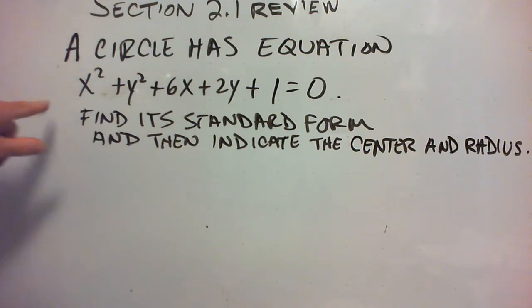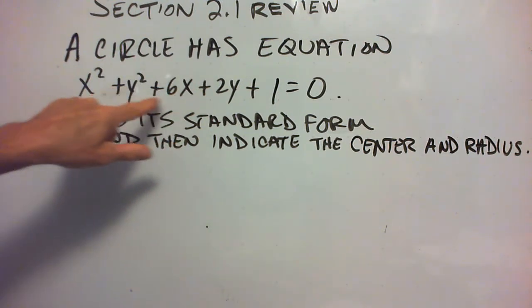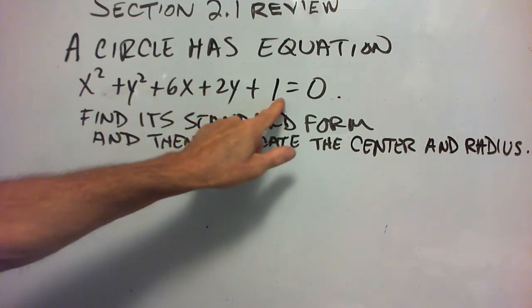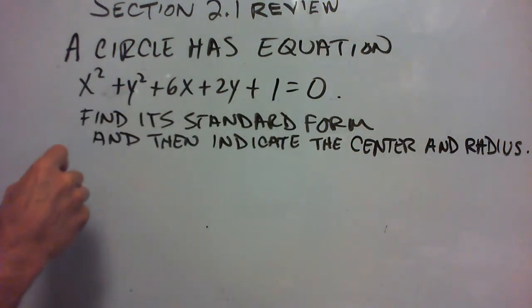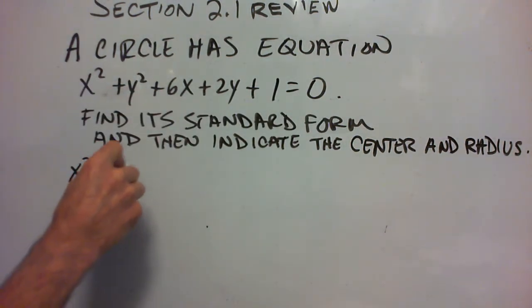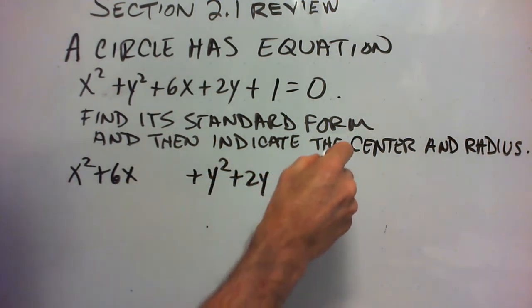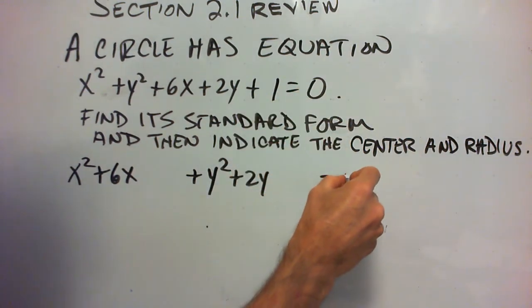Okay, in our last problem for this section, we have a circle, x squared plus y squared plus 6x plus 2y plus 1 equals 0. Find its standard form and then indicate the center and radius of this circle. So what we're going to do is get those x terms grouped together, get the y terms grouped together, move the 1 over to the other side of the equal sign as negative 1. So we start doing that, x squared plus 6x plus y squared plus 2y. Subtract 1 on both sides to get negative 1.